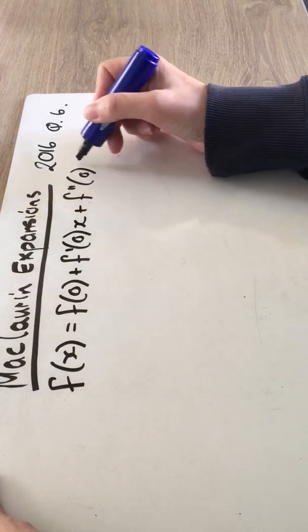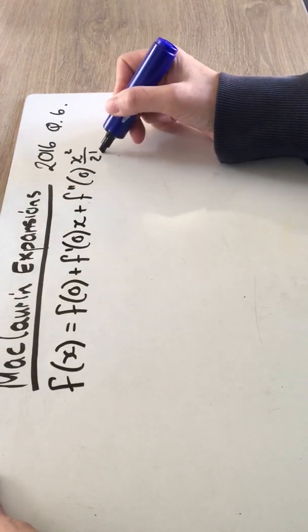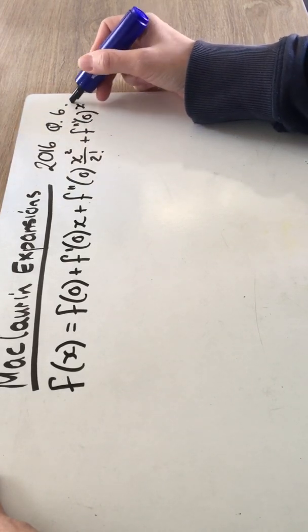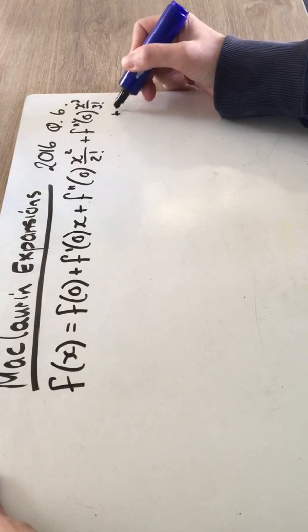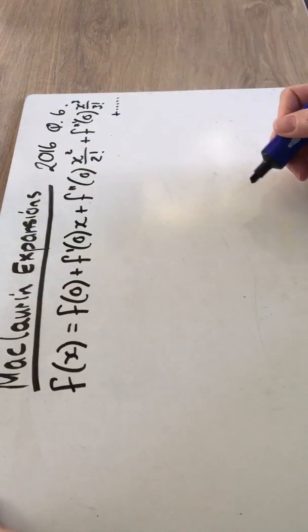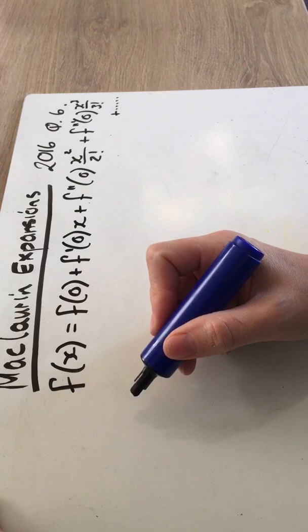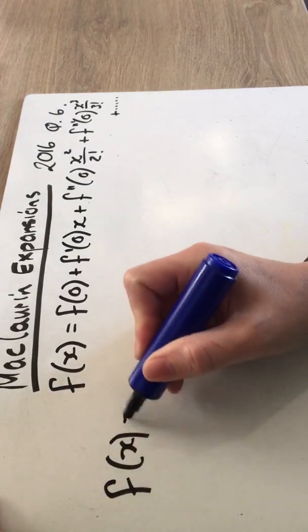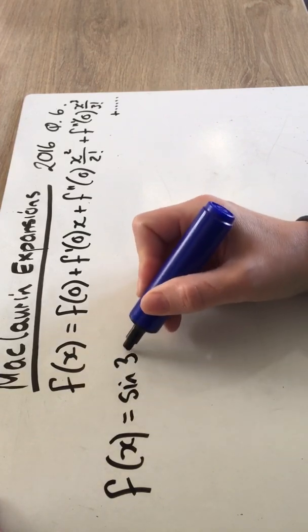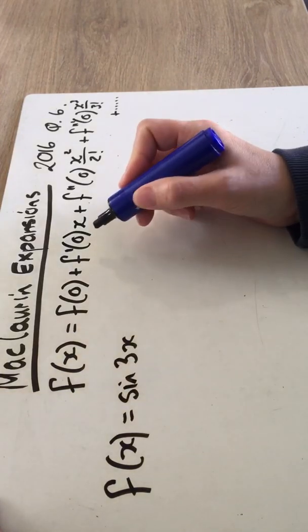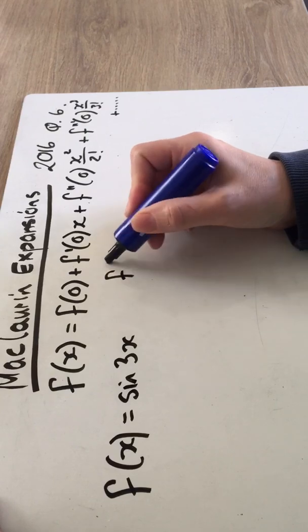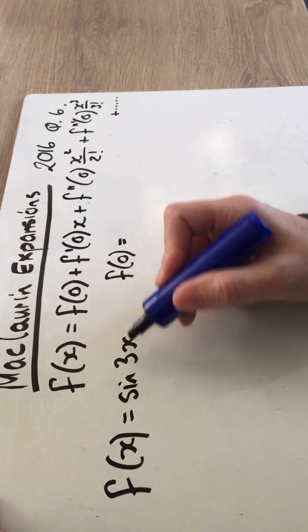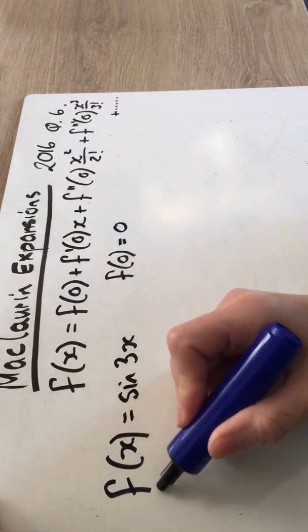And basically, it shows you what you need to do. And obviously that continues. So if we concentrate on sine 3x first of all, so f of x equals sine 3x, you'll see that we need to find f of 0. So that's sine of 3 times 0, so sine 0, which is 0.